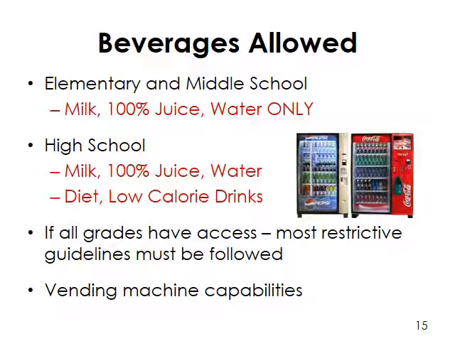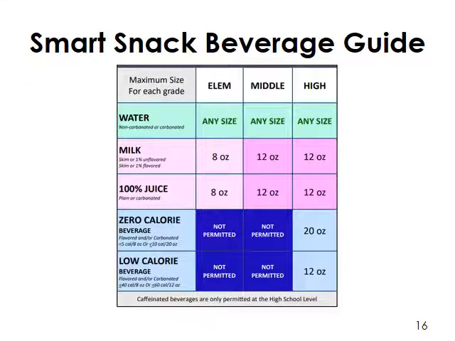The Smart Snack Beverage Guide provides a chart showing the requirements by grade group and type of beverage allowed. This is an example of what the beverage guide looks like. You can see the size and type of drinks allowed for each grade group.